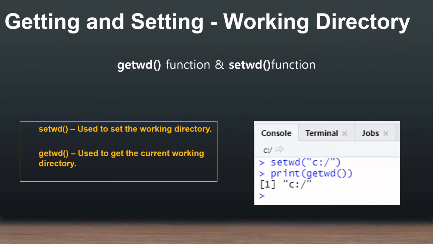I have used an example here. This is setwd. I am going to set the working directory as C, and after doing that I have used print(getwd()). The output is the C prompt.